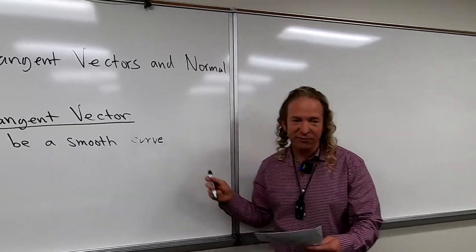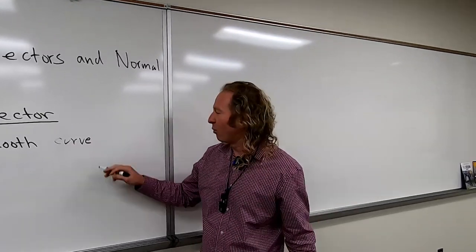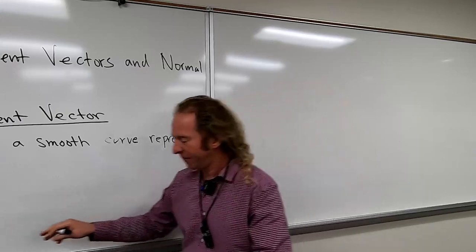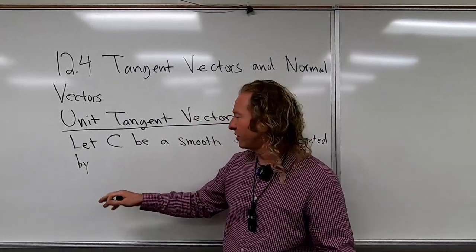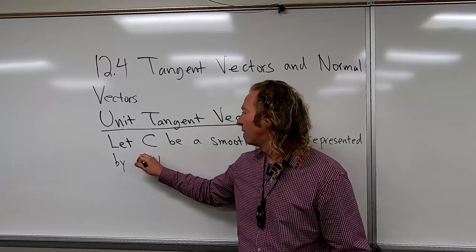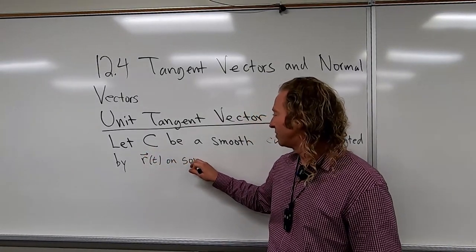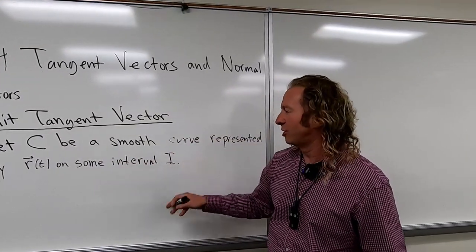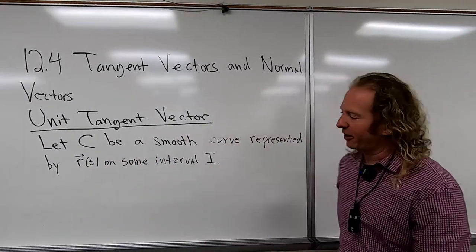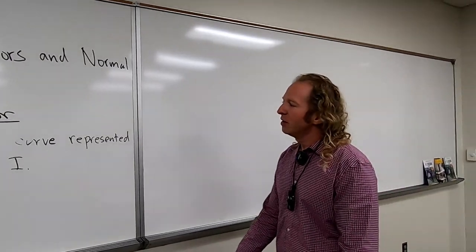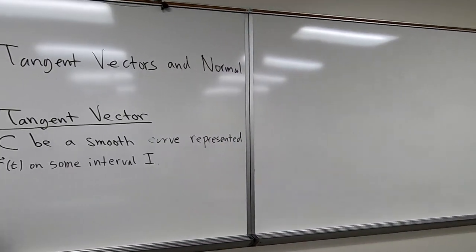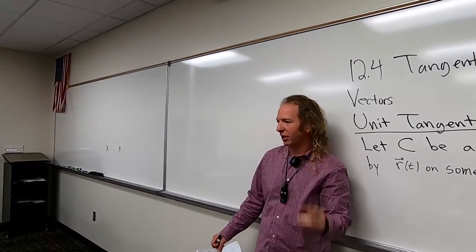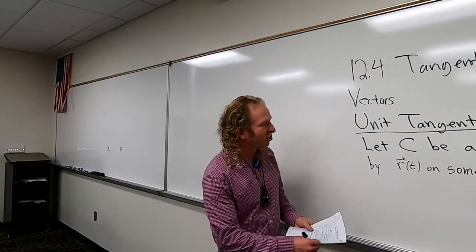All right, so let C be a smooth curve. That means it has no jagged or sharp edges. Represented by a vector valued function r(t) on some interval I. So C is a smooth curve, and it's given by r(t). Remember, r(t) is a vector-valued function, so you can think of the graph as the collection of the endpoints of the vectors, right? Like last time. So what we're defining is called the unit tangent vector.